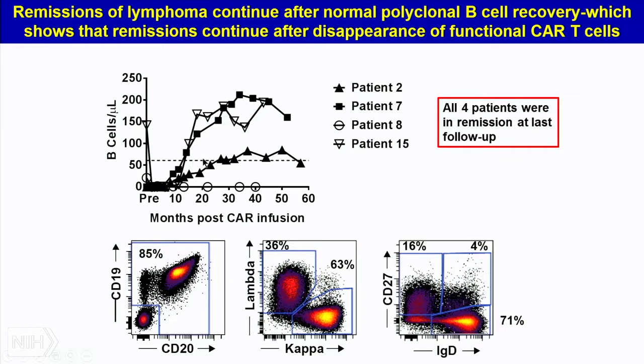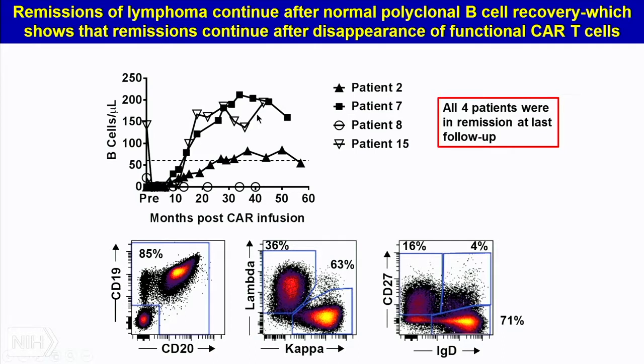but then the B cells recovered in 3 out of the 4 patients, all the patients except patient 8. So despite the fact that these normal CD19 positive B cells recovered, these patients stayed in complete remission. So the recovery of the normal B cells shows that there's not really an effective CAR T cell population in this patient, because if there were effective CAR T cells in the patient, they would kill these normal CD19 positive B cells. But the fact that they did not kill the CD19 positive B cells tells us that there's really not a functionally effective CAR T cell population in these patients.